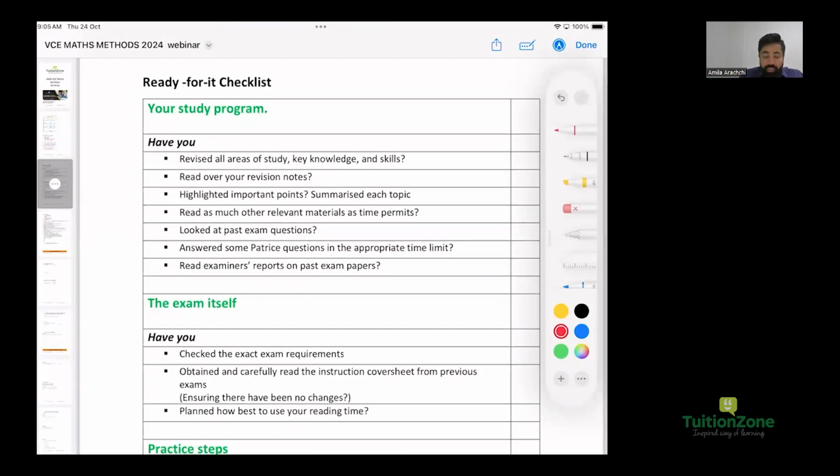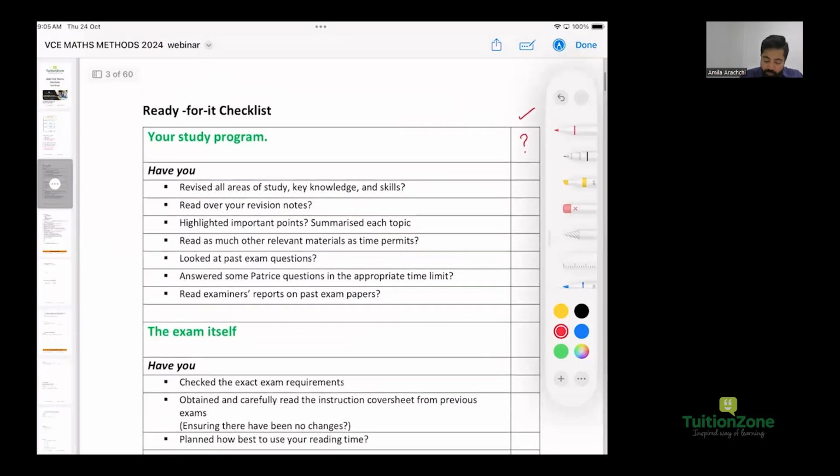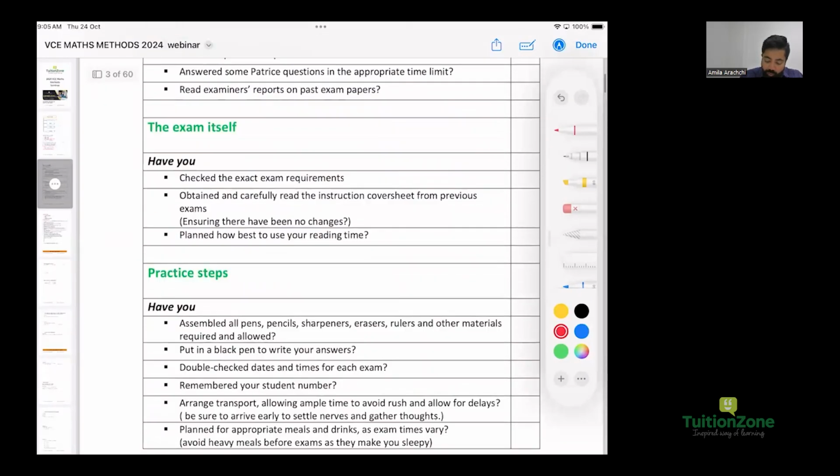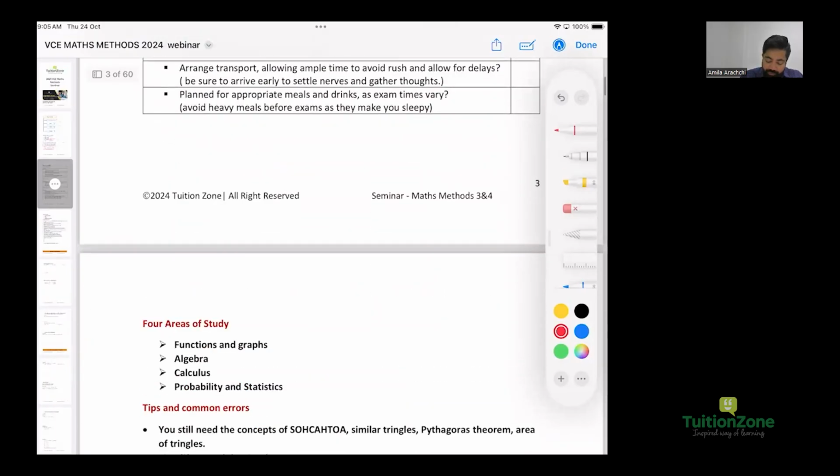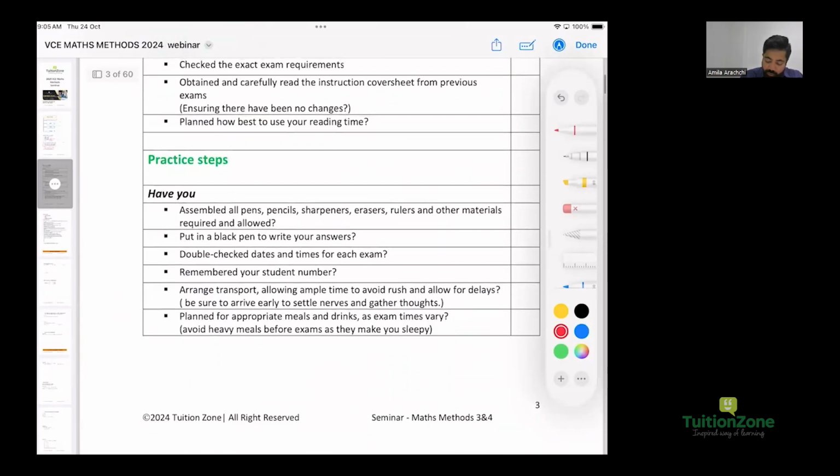Just read through the checklist. This is a basic checklist. If you printed it, or if you're doing it on the screen, read over it and tick the ones you've actually done already or you're happy with. If you think you still haven't done that particular section, put a question mark. If you think you've done it, put a tick. So go through this page fully, and I'll give probably a minute. Just read all the way on page number 3.